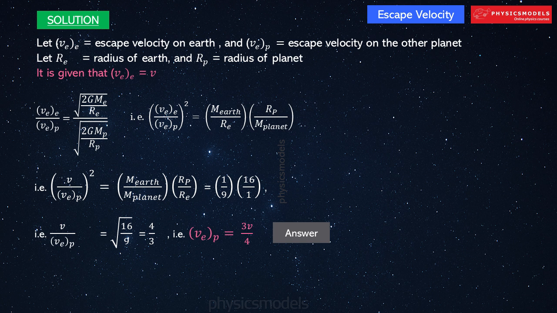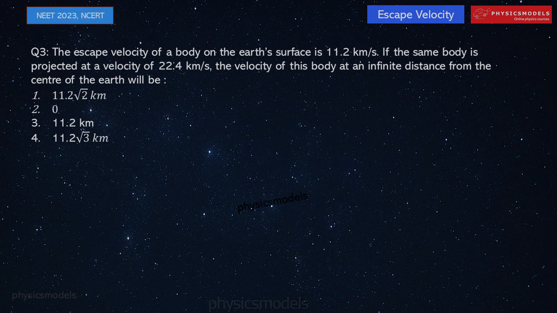Plug in the ratios given in the question, and then you will get the escape velocity of planet as 3 into VE by 4. But it's given that the escape velocity on Earth is just called V, it's just a naming thing. So therefore you get the answer as 3V by 4. That's all there is to this problem. We move to the next problem.